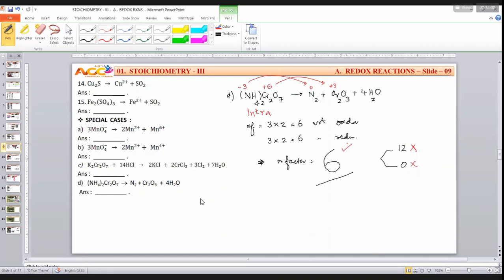How can you say 12 here? How can you say 0 here? Are you able to understand? Therefore, concentrate on the wording. Total number of moles of electrons involved. That is the problem, right? People are not able to understand, because it's not your problem.